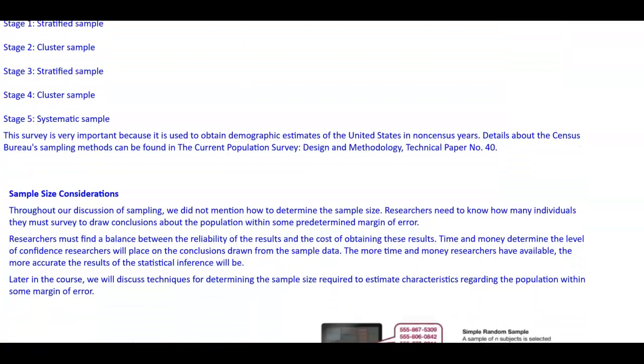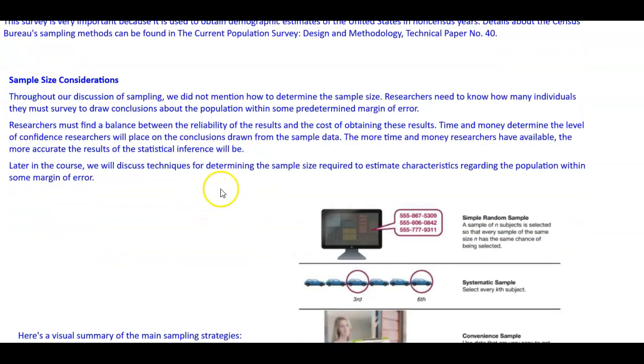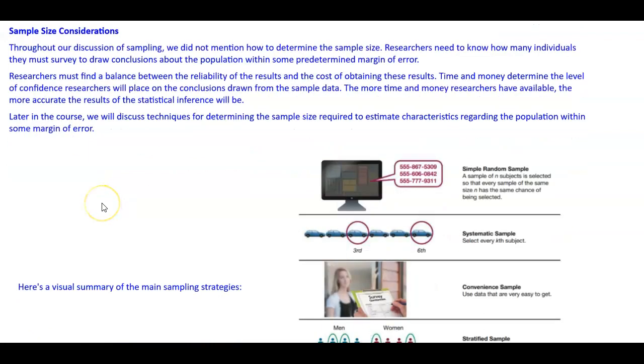Sample size considerations. Throughout our discussion of sampling, we did not mention how to determine the sample size. Researchers need to know how many individuals they must survey to draw conclusions about the population within some predetermined margin of error. Researchers must find a balance between the reliability of the results and the cost of obtaining these results. Time and money determine the level of confidence researchers will place on the conclusions drawn from the sample data. The more time and money researchers have available, the more accurate the results of the statistical efforts will be. Later in the course, we will discuss techniques for determining the sample size required to estimate characteristics regarding the population within some margin of error.